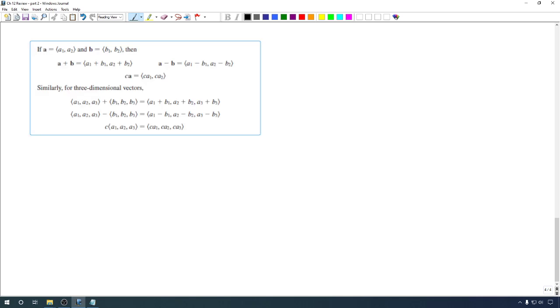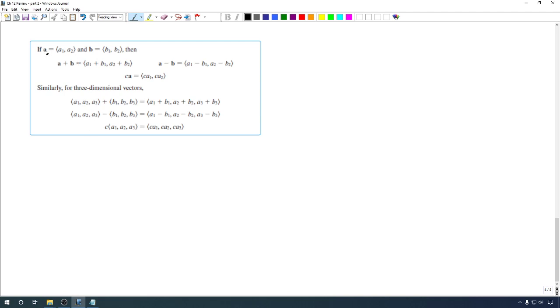Now, of course, we define these two operations very geometrically, and it might seem like that makes them really hard to actually work with. But it turns out that when we work in components, we get really easy formulas. So here we have 2 dimensions and 3 dimensions. We'll talk about both of them.